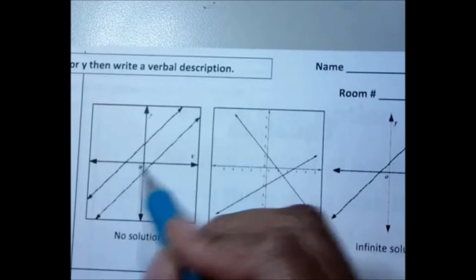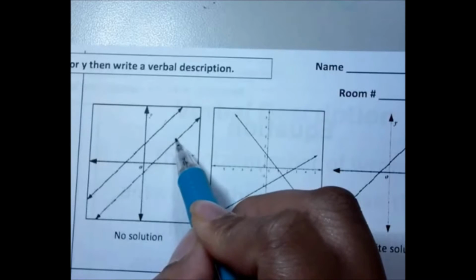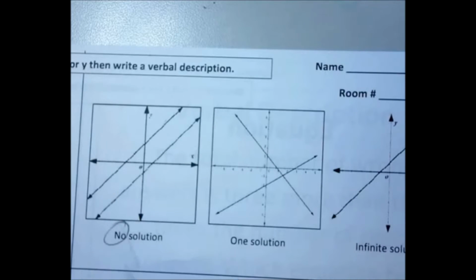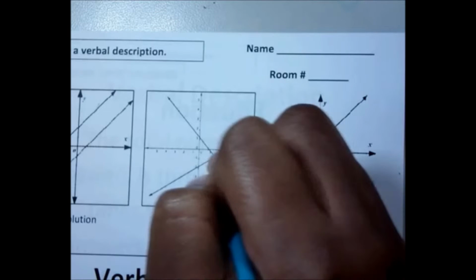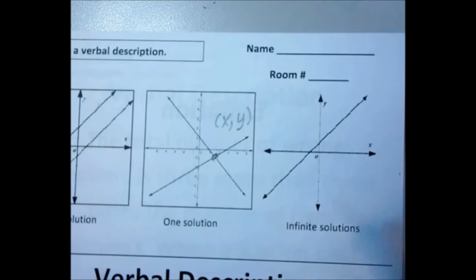This is equation number 1, graphed. Equation number 2, graphed, and they did not have anything in common as far as x and y. They never met up at the same place, so no solution. Here, however, they share at this point the same x and the same y. Here, it's the exact same equation, meaning it's infinite solutions.